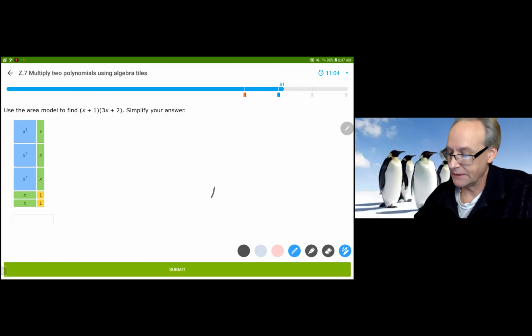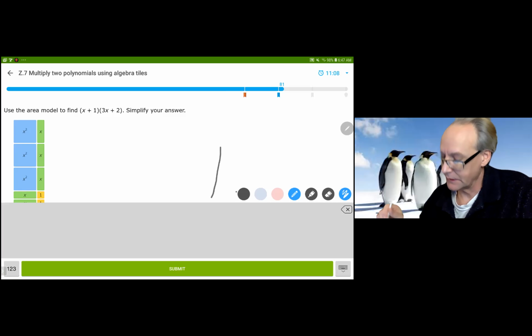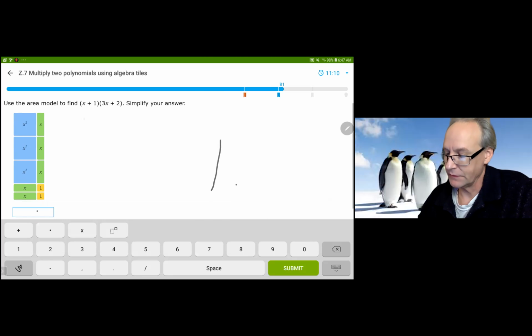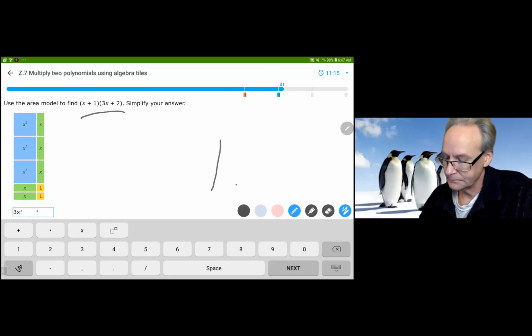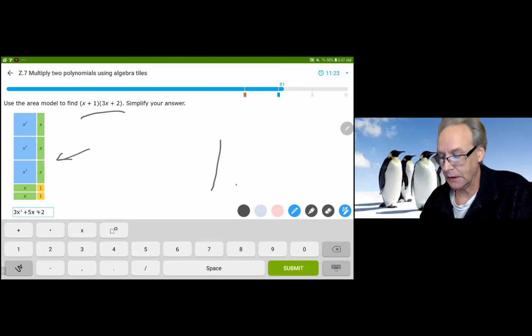Oh, maybe we're supposed to write it this time. Oh, there we are. We're supposed to write it down. So we've got 3x squared, plus 5x plus 2. I'm actually reading it from the model like I'm supposed to. But of course, you can always multiply them as well.